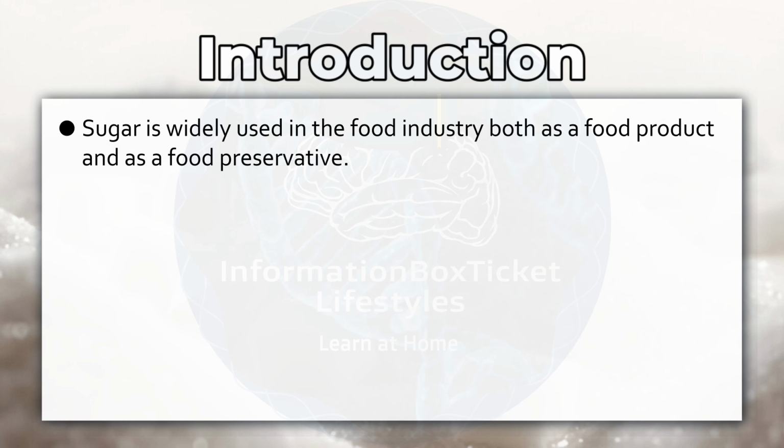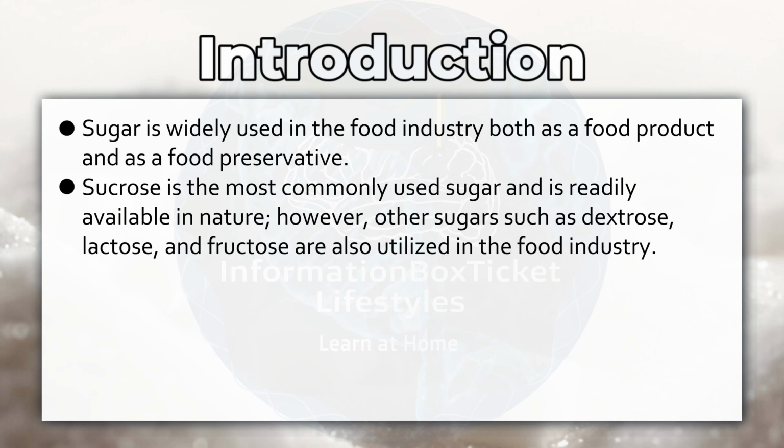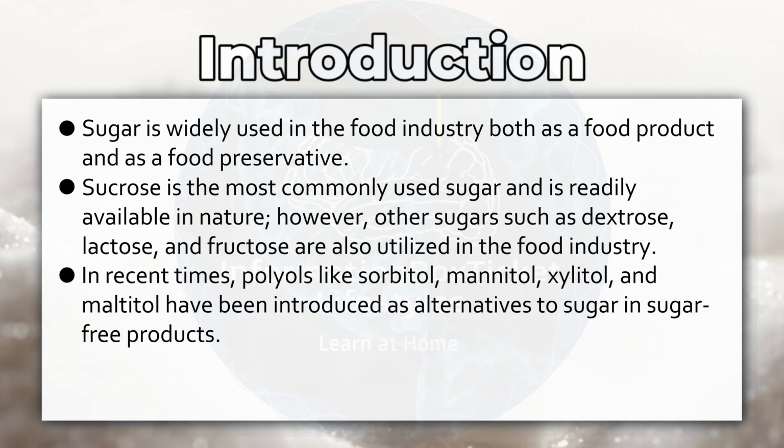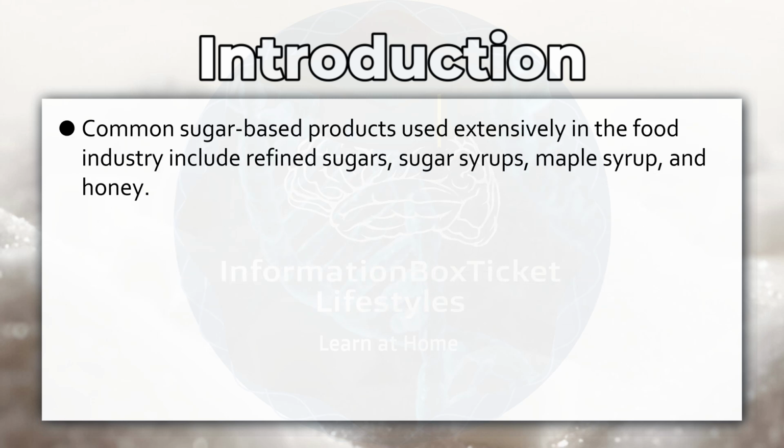Sugar is widely used in the food industry, both as a food product and as a food preservative. Sucrose is the most commonly used sugar and is readily available in nature. However, other sugars such as dextrose, lactose, and fructose are also utilized in the food industry. In recent times, polyols like sorbitol, mannitol, xylitol, and maltitol have been introduced as alternatives to sugar in sugar-free products. Common sugar-based products used extensively in the food industry include refined sugars, sugar syrups, maple syrup, and honey.